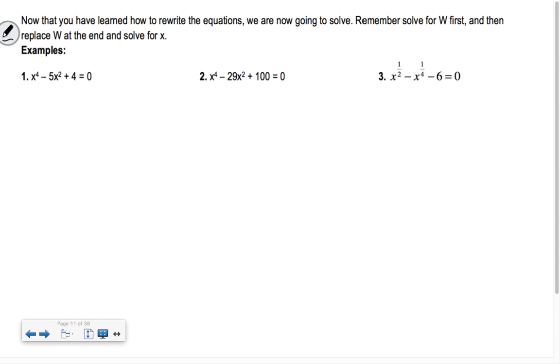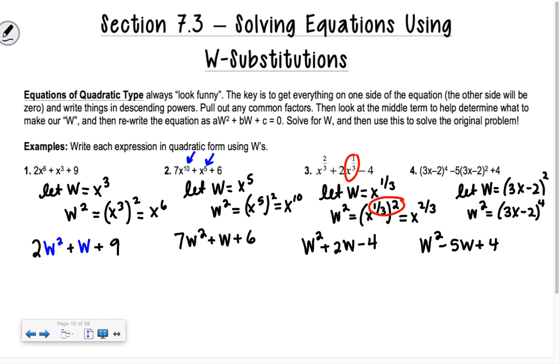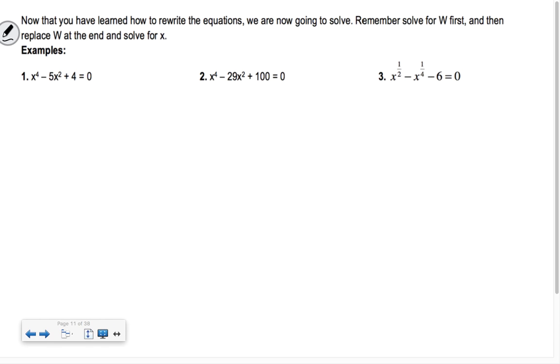So it says, now that you've learned how to rewrite equations, we're going to do this whole process again, but we're going to solve the equation. These last ones were expressions. We didn't have an equal sign. Do you guys see that? Now we have equal signs, so we want to go all the way down to x equals, x equals, okay?